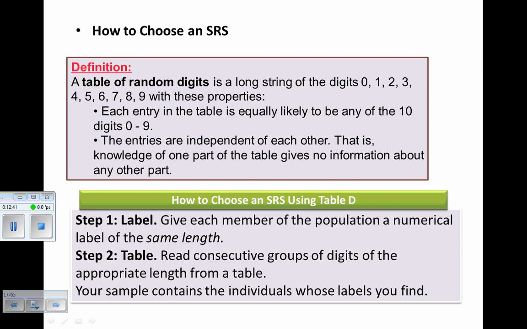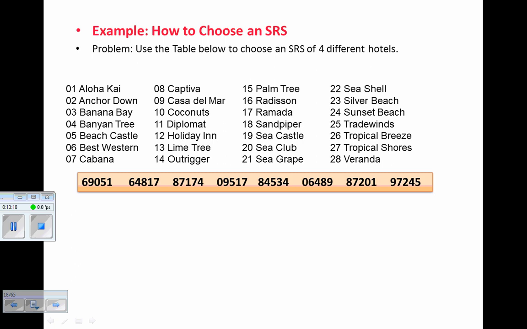So first what we would do is label our data. We give them a numerical label, and these have to be the same length. So one label can't be 0 and one can't be 12. You could have 00 and 12, but they have to be the same length. So 0 and 12 would be bad, but 00 and 12 is good. Okay? And then you just read the consecutive groups of digits in the appropriate length. Watch out, if you've already picked one, you need to know whether you can have the same number twice or not from what's going on in your question.